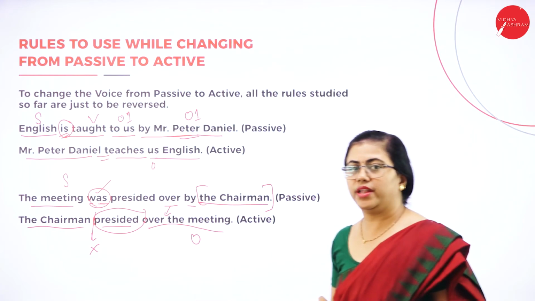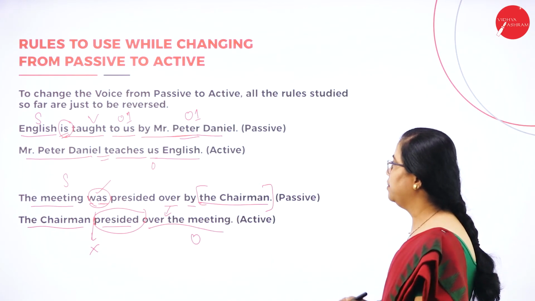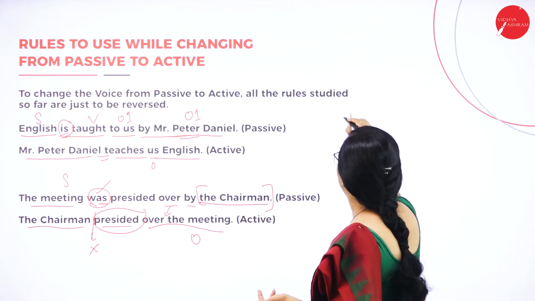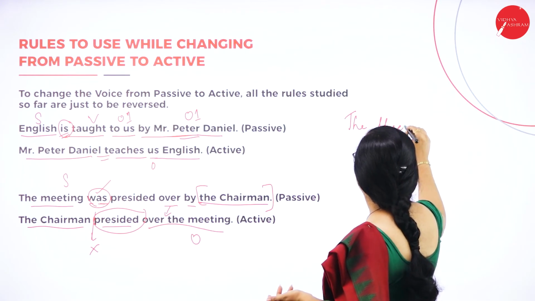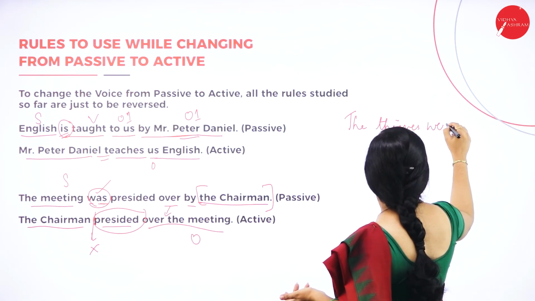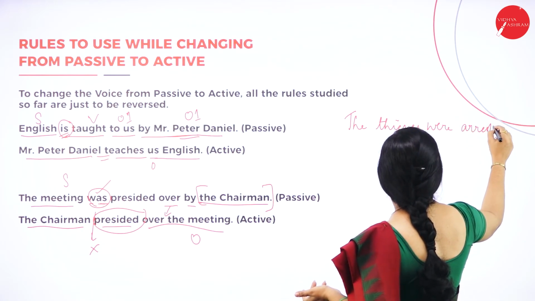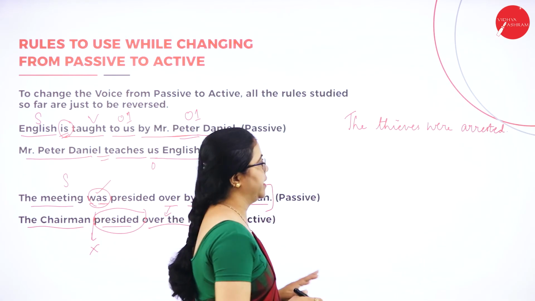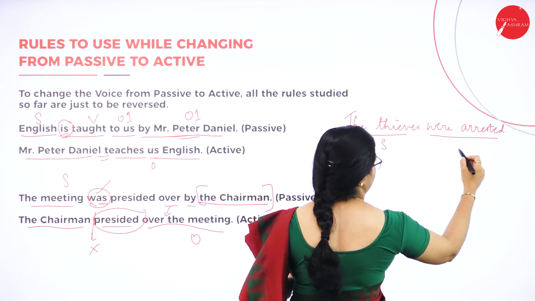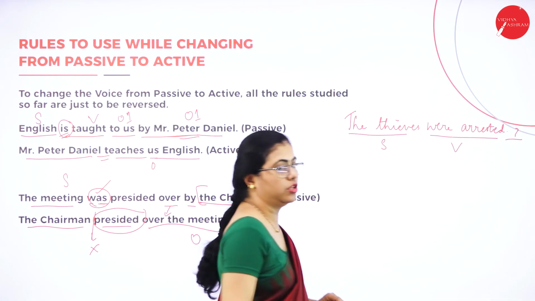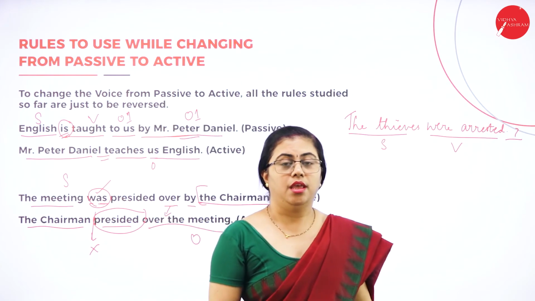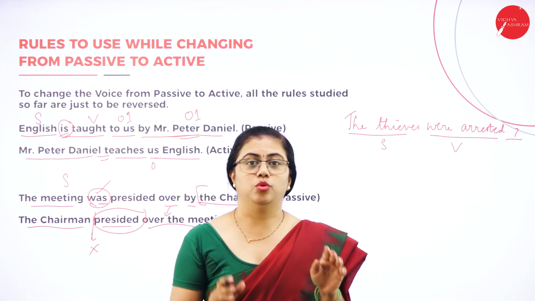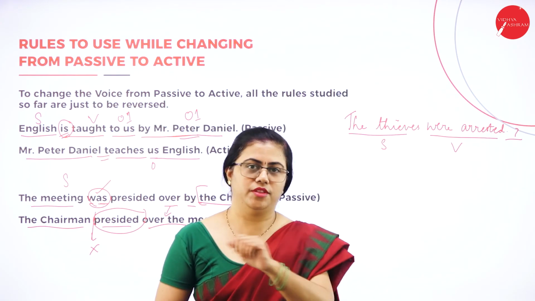For example, let me tell you a case wherein there is no subject at all, or there is no need of a subject. Suppose in passive voice, I say, "The thieves were arrested." If I say this, then it is obvious that the police are going to arrest the thief. So this is the subject, this is the verb, and there is no object at all. So how do you change it to active voice? You can change from passive to active even if there is no object, but you can't change from active to passive if there is no object.